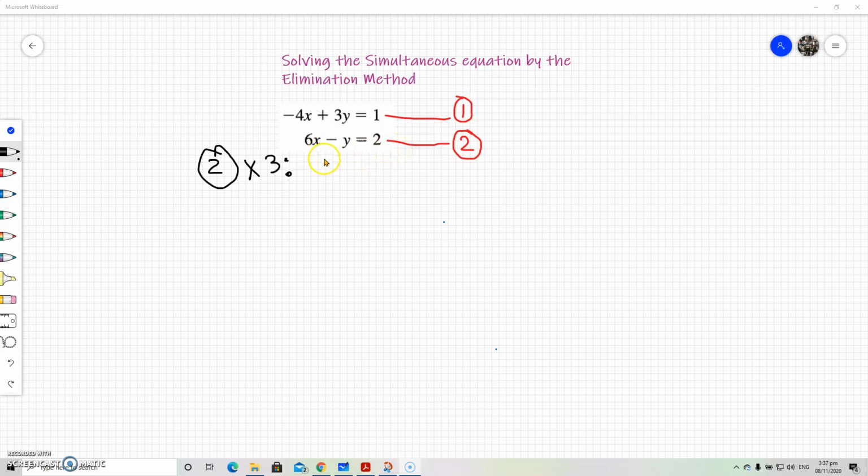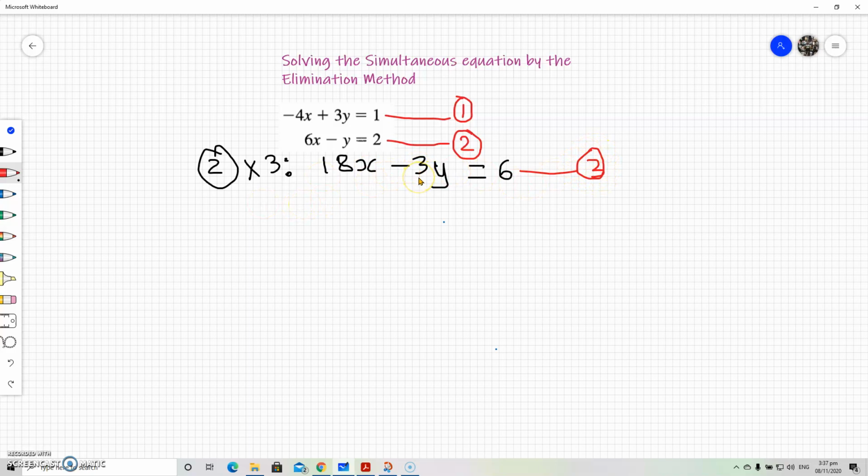So 6x times 3 is really 18x. Minus y times 3 is minus 3y. Two times 3 is really 6. And this is a new equation that we create. We call this equation 3.